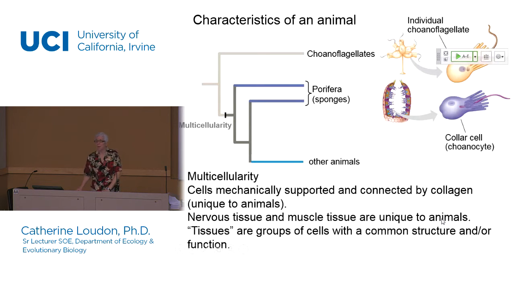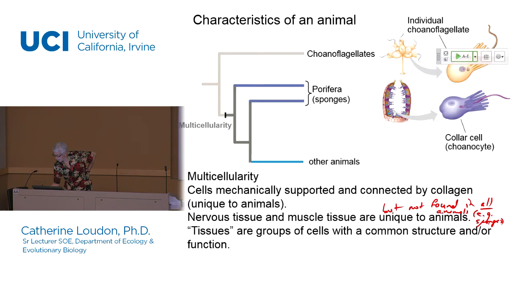It is unique to animals, but it is not a synapomorphy for all animals because, in fact, sponges are an example of an animal that does not have nervous tissue, nor does it have muscle tissue. So unique to animals, but not found in all animals. For example, sponges. Sponges do not have proper neurons or proper muscles.